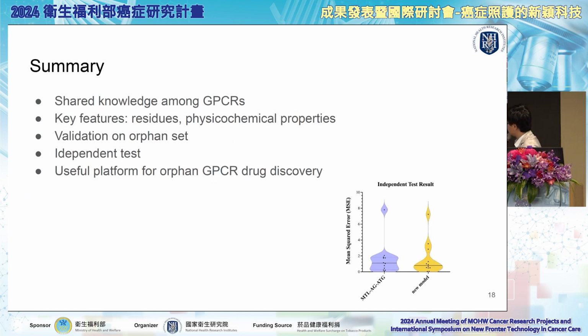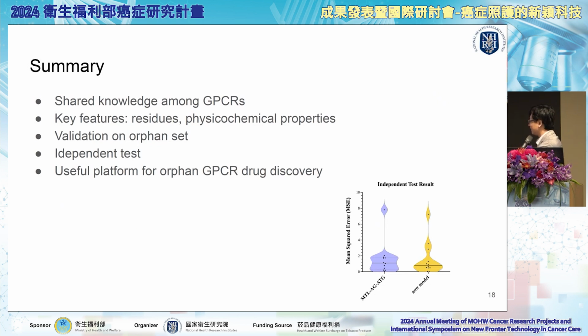Okay, so this is a summary. In this study, we show that there is some shared knowledge among the GPCRs, and that we can use this information to build a unified model to make the prediction of ligands for orphan GPCRs possible. We also identify the key features, including the residues and the physicochemical properties, and we made some validation on the orphan set, and we did two independent tests to show the efficacy of the platform. So we consider this a very useful platform for orphan GPCR drug discovery.